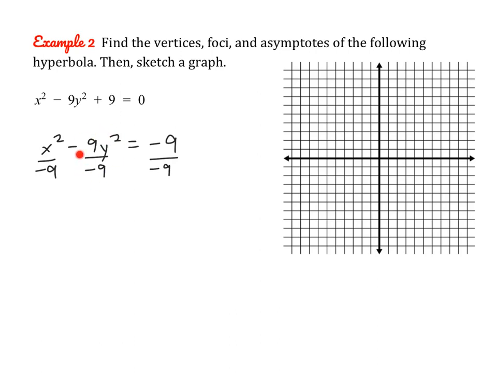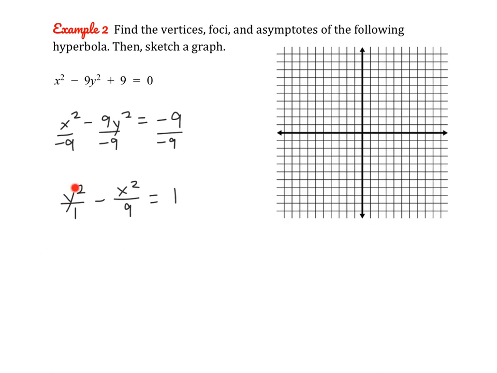So this actually becomes our positive term. So this becomes just y squared, I'll say over 1. And then this becomes our negative term, minus x squared over 9 equals positive 1. Now the reason why I wrote it as y squared over 1 is so it looks more like that standard form. We still need an a squared term, and it's totally fine for it to be a 1. So again, I look at this, and since y squared is the first term, I know that this is going to be a vertical hyperbola.